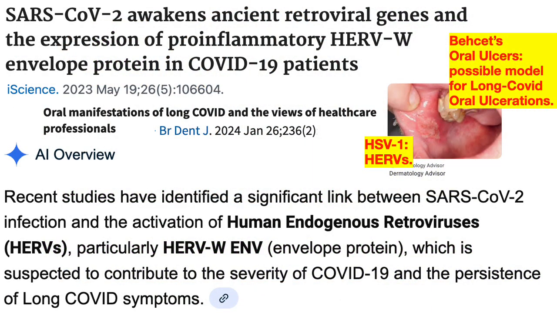Now connecting these concepts to COVID infections. This paper from 2023: SARS-CoV-2 awakens ancient retroviral genes and the expression of pro-inflammatory HERV-W envelope protein in COVID-19 patients. Recent studies have identified a significant link between SARS-CoV-2 infection and the activation of human endogenous retroviruses, HERVs, particularly HERV-W envelope protein, ENV, which is suspected to contribute to the severity of COVID and the persistence of long COVID symptoms.